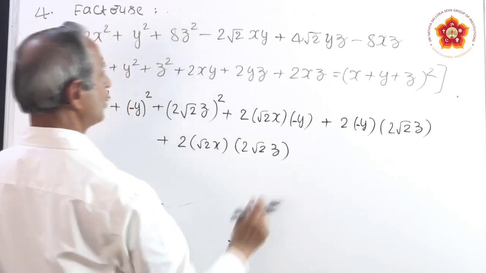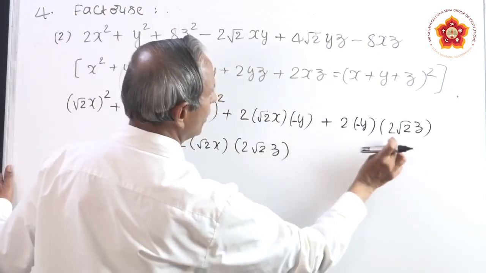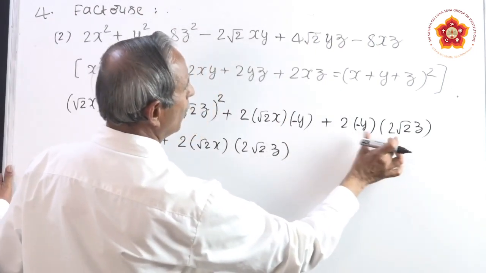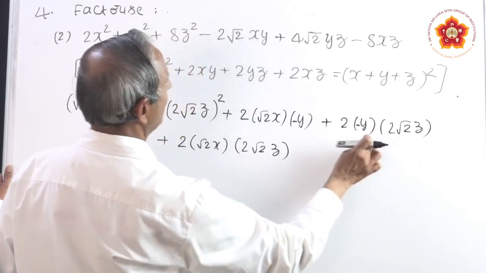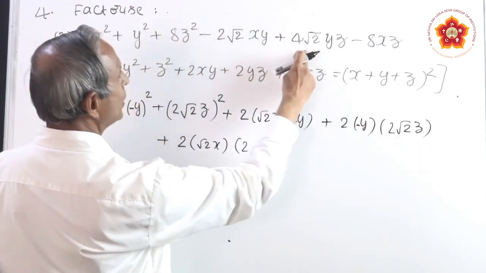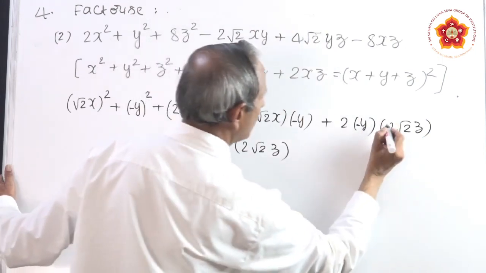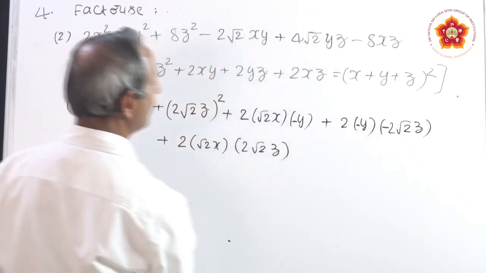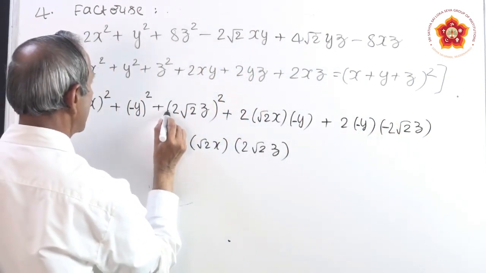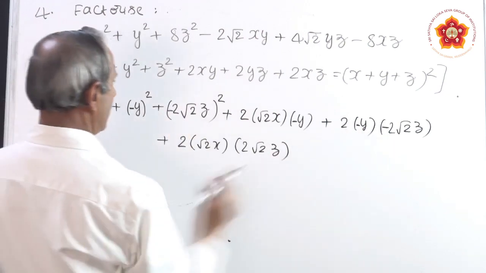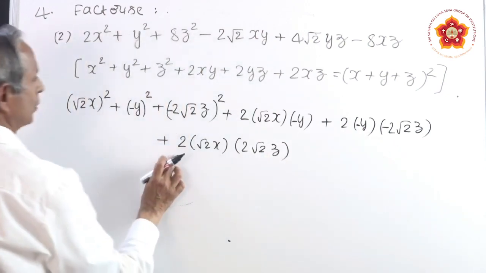Now you have to check once again what the sign should be there. Next sign should be 2 into 2, 4. 4 you will get 4 root 2 yz. 4 root 2 yz is there, but it should be positive sign. Therefore both of them should have negative sign, then only you will get the positive sign. Therefore this should be negative sign now. Next let us move to the last term.